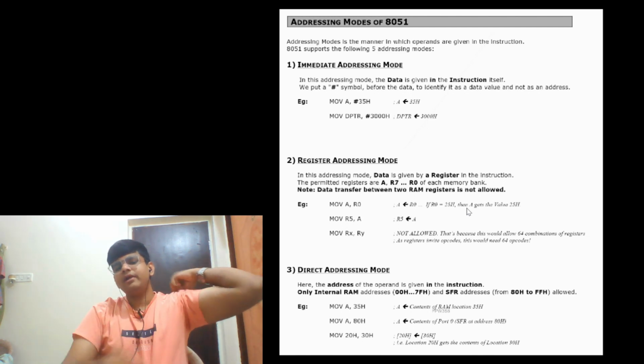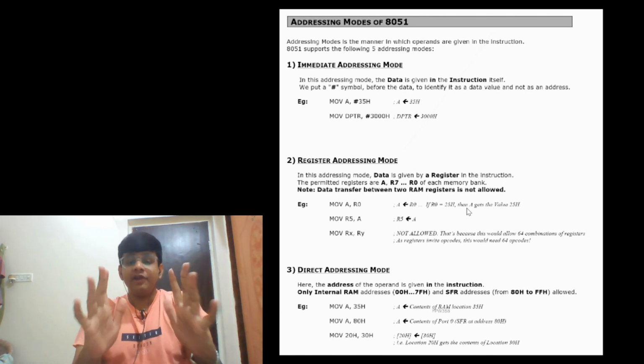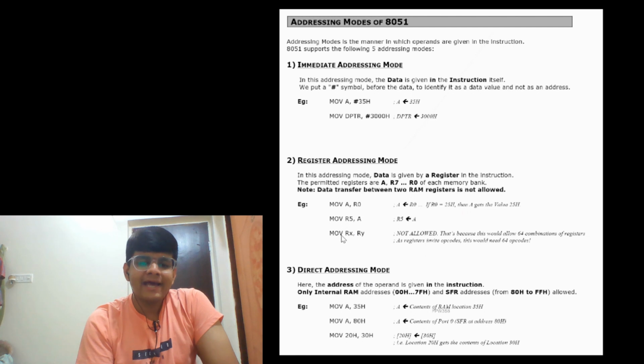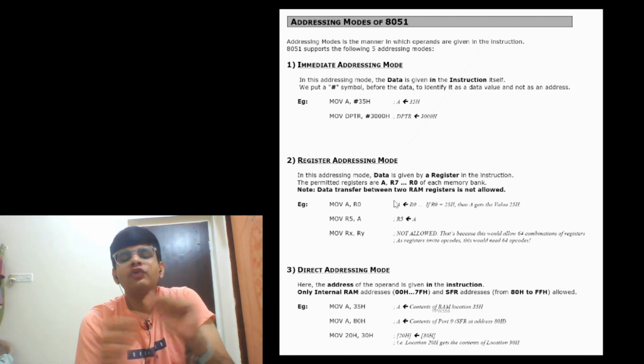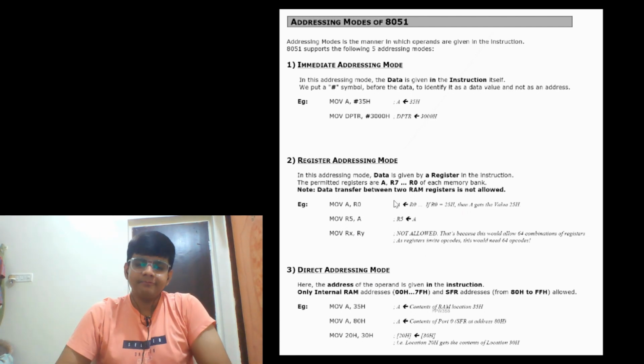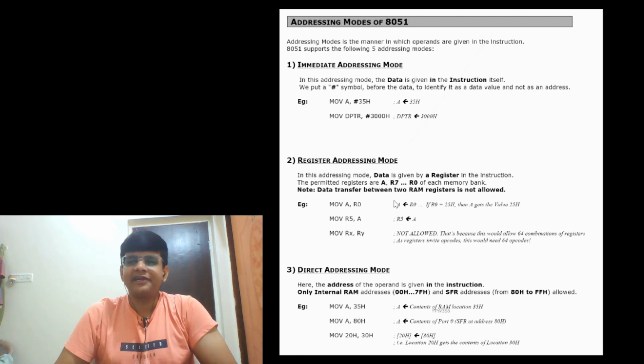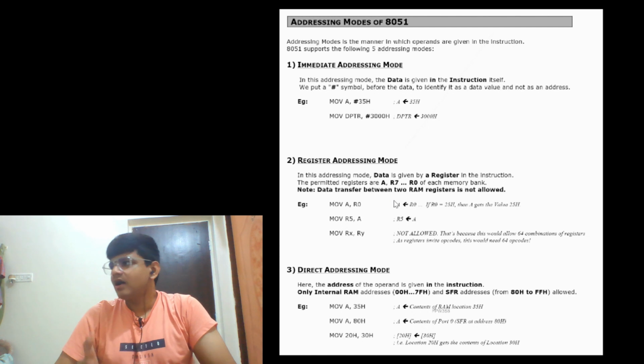But just take a note in your mind: MOV RX comma RY, data transfer between two registers, does not happen. Why not? There are 8 registers active at a time, because only one bank can be active at a time, so there would be numerous combinations. Suppose R0 R1, R0 R2, R0 R3, like that, then R2 R0, R2 R1, R2 R3.